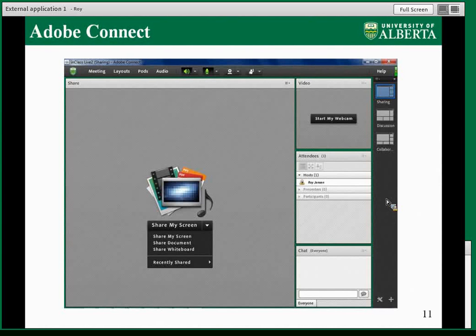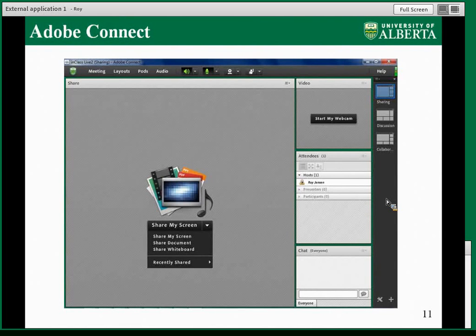Now, in terms of instruction, which is where my realm is, Adobe Connect is integrated into eClass, and what that provides is seamless integration into my course, and it provides for simple enrollment management. I don't have to do anything.